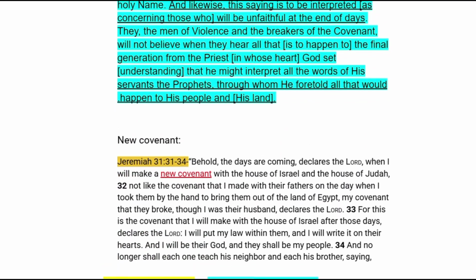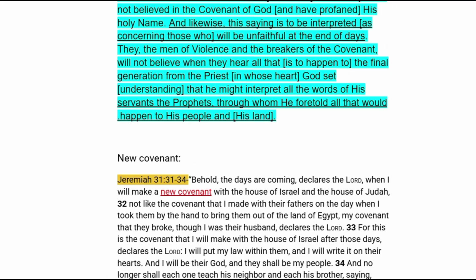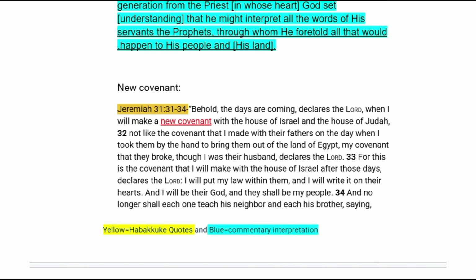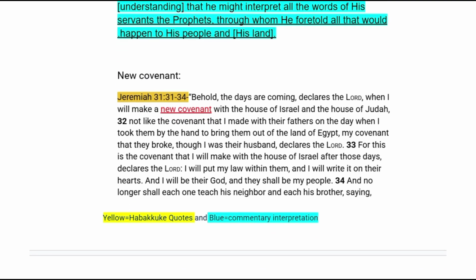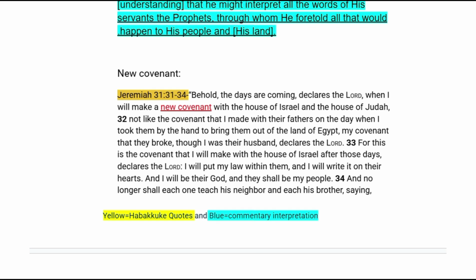All throughout the Bible, we have this idea that there's a new covenant being established. Of course, even in Jeremiah's time, going back to the Old Testament, it says, "Behold, the days are coming, declares the Lord, when I will make a new covenant with the house of Israel and the house of Judah, not like the covenant that I made with their fathers in the day when I took them by the hand to bring them out of Egypt, my covenant that they broke, though I was their husband, declares the Lord. For this is the covenant that I will make with the house of Israel after those days, declares the Lord: I will put my law within them, and I will write it on their hearts, and I will be their God, and they will be my people."